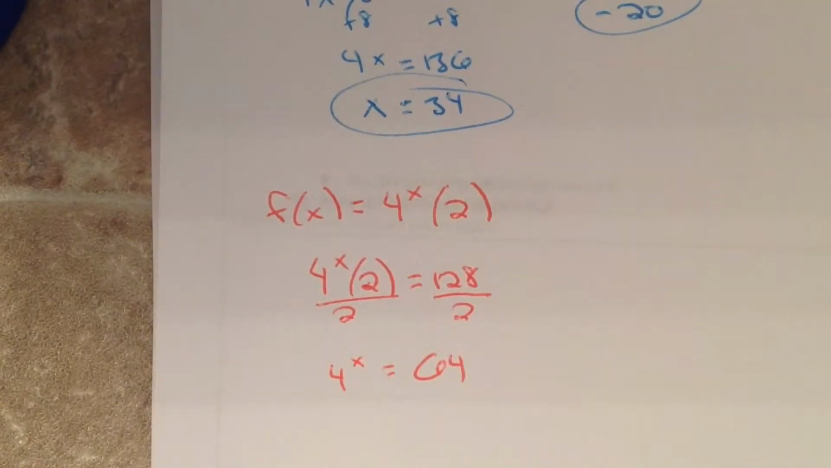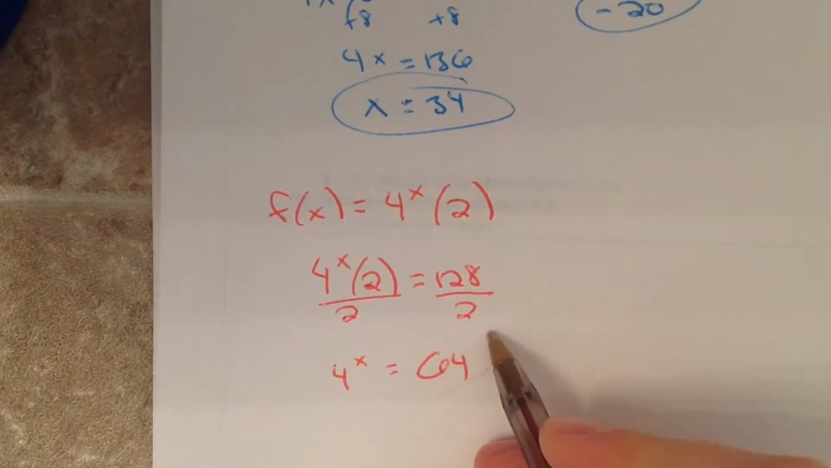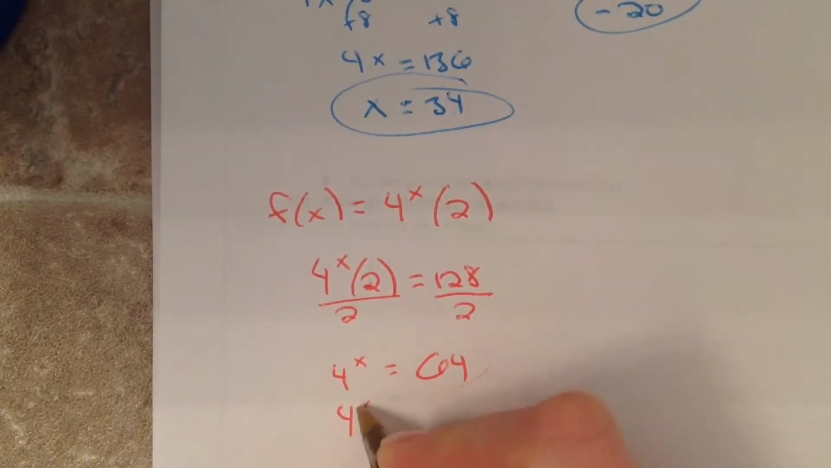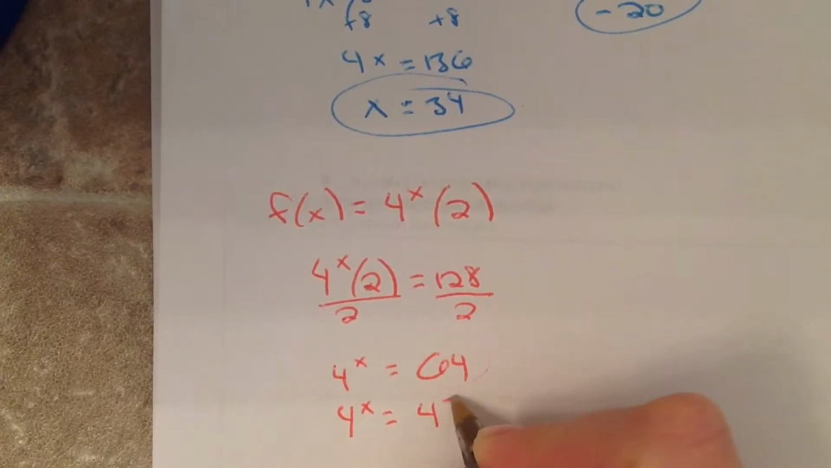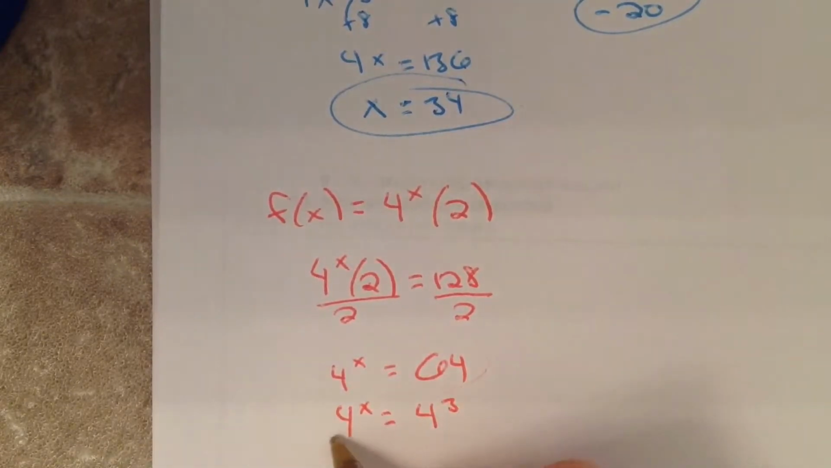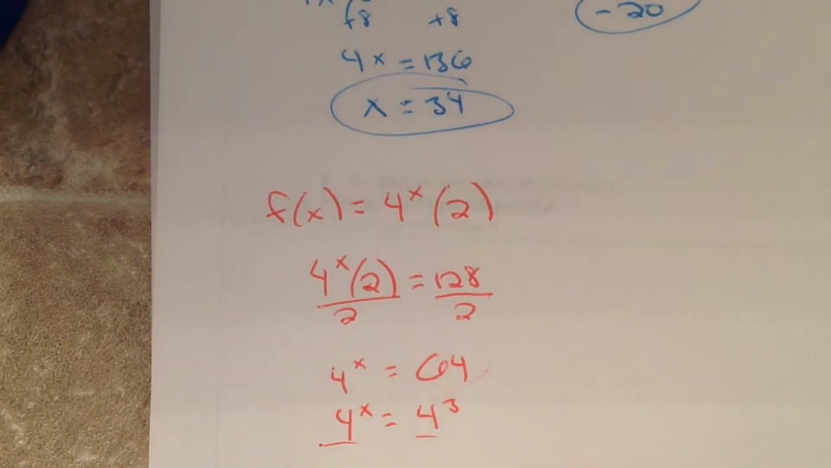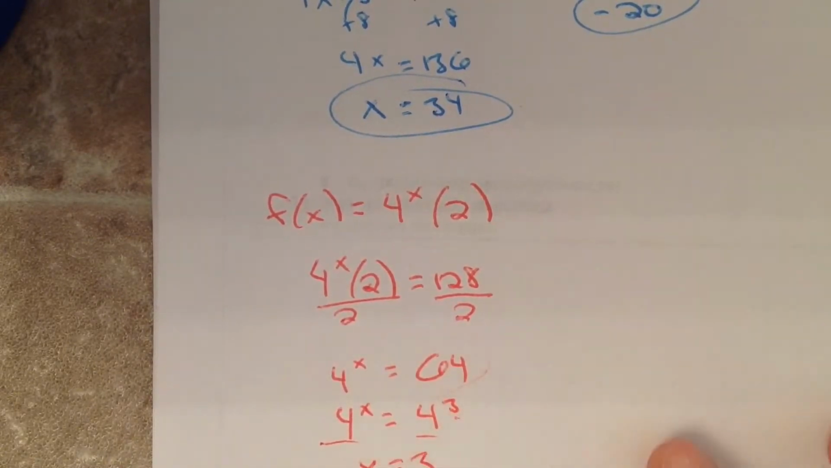So here's now a trick. We want to say, how do we rewrite this that's 4 to some power? Well, 64 is the same thing as 4 to the third. Once you get these two bases to match, x equals 3.